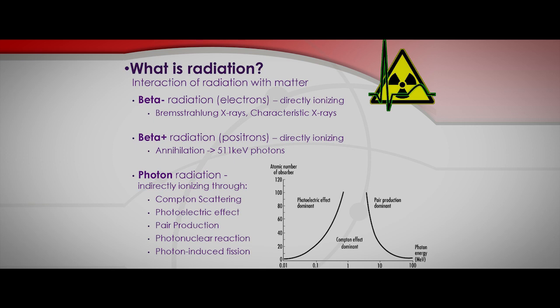The basic or most important aspects of photon radiation interaction are Compton scattering, or, well, we can start with the photoelectric effect. You can see it's dependent on the photon energy as well as the atomic number of the absorber. In the photoelectric effect, the entire energy is transmitted to an electron. The photon disappears, the electron gets ionized and has the kinetic energy of the initial photon, the gamma ray, for example, minus its binding energy.